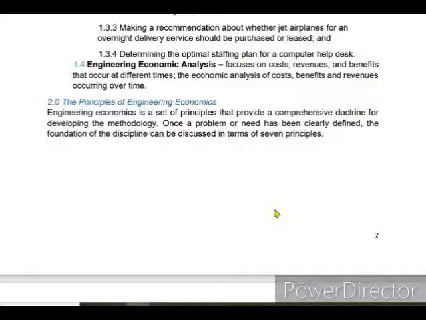Engineering economics is the set of principles. So it is not just a principle, but a set of principles involved, that provide a comprehensive doctrine for developing the methodology. So comprehensive, this will encompass broad aspects of economics. Once a problem or need has been clearly defined, the foundation of the discipline can be discussed in terms of 7 principles. So we have to clearly define first what the problem is before we apply these 7 principles.